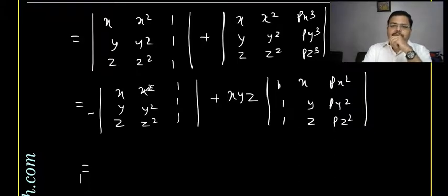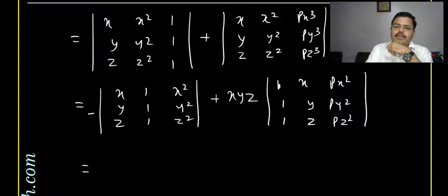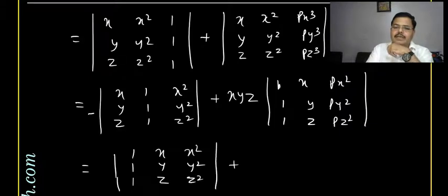Then a minus sign will come. If I interchange the position of these two, then x square, y square, z square will come, and the negative sign will be out. Again, if I take one more negative sign, interchange c1 and c2, then one more negative sign will come, and that will be equal to x, y, z and x square, y square, z square. Now, since p is being taken common from this last column, that will be p, x, y, z.